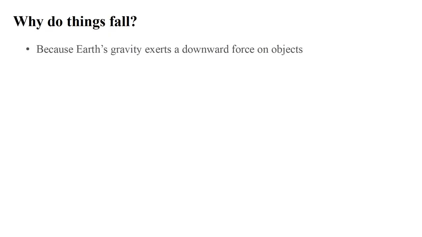Let's consider why things fall. The usual explanation is that something called gravity exerts a downward force on objects. Here are some intuitive observations about this gravitational force.